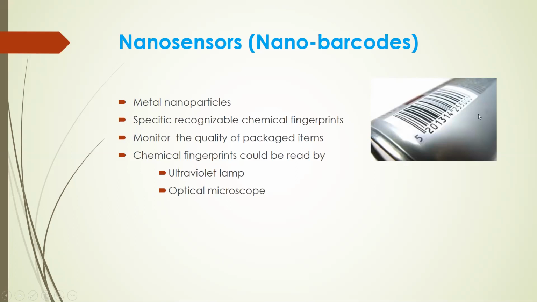Once we use these barcodes, they would be easily read by ultraviolet lamps, and they could be read by an optical microscope. The purpose of reading is to inform the end consumers, the customers, not only about the price of the food items, but also about their quality. So this means they could easily detect the quality, whether the food items are safe to be purchased by the customers, or whether they are contaminated. So this would be the added advantage of nano barcodes over traditional barcodes.